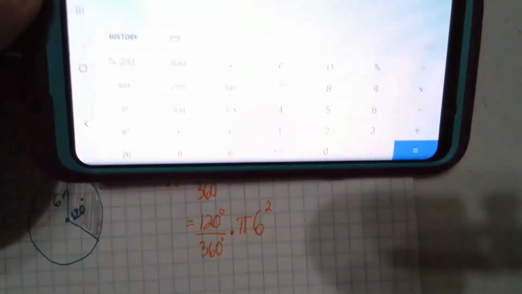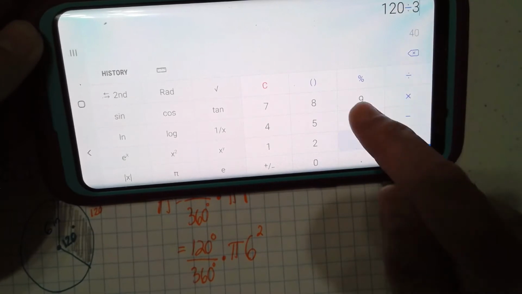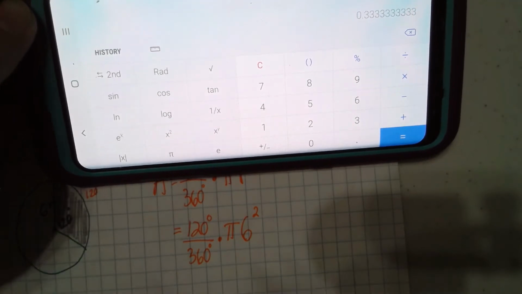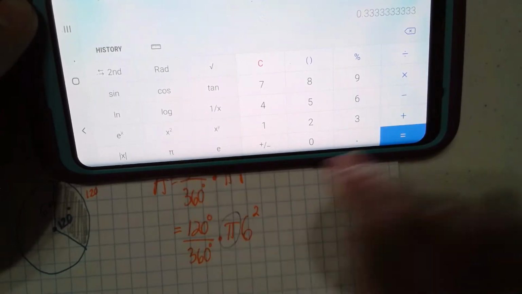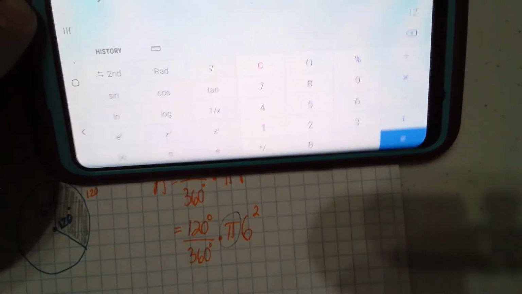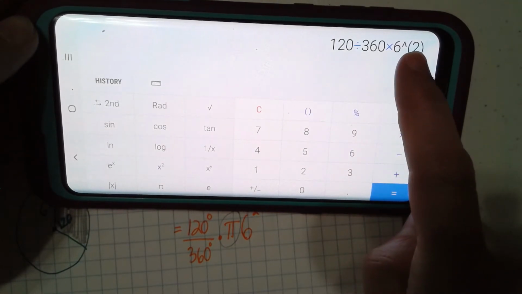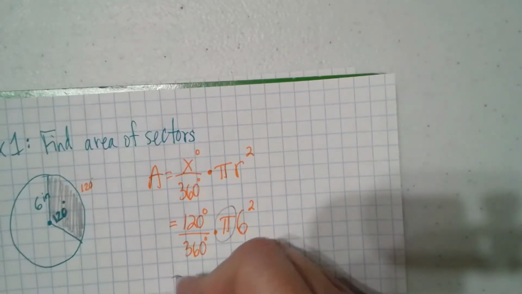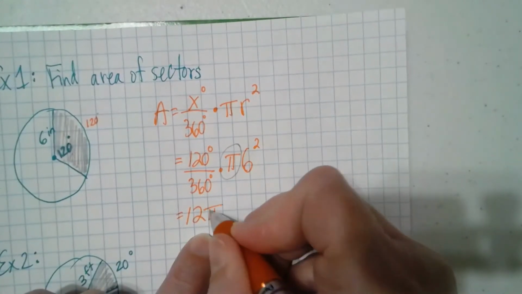Okay, I am going to type in 120 divided by 360. And then I am not going to type pi. Y'all just bear with me for a second. I'm going to skip over this, and I'm going to go right to the times 6 squared. Okay, so notice I have 120 divided by 360, and I'm multiplying that by 6 squared. See this really nice number it gives me? That is 12. Now, my answer is not 12. My answer is 12 pi, because I skipped over that pi symbol.